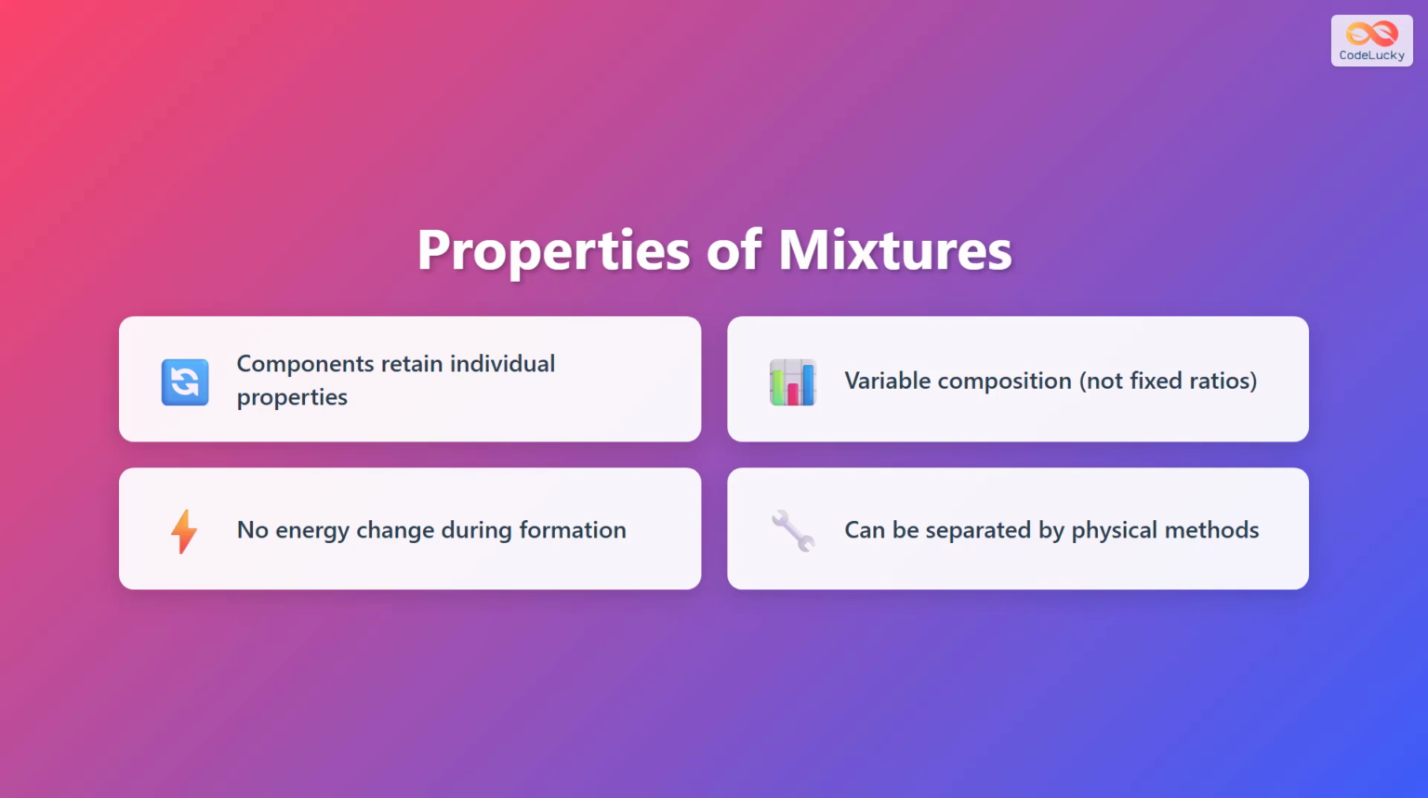Mixtures have several important properties that distinguish them from pure substances and compounds. First, the components retain their individual properties. They don't change chemically when mixed. Second, mixtures have variable composition, meaning there are no fixed ratios of the components. You can have more or less of any component. Third, there is no energy change during the formation of a mixture. Unlike chemical reactions, mixing substances doesn't release or absorb energy. Finally, and most importantly, mixtures can be separated by physical methods. Since no chemical bonds are formed, we can use various techniques to separate the components back into their original forms.